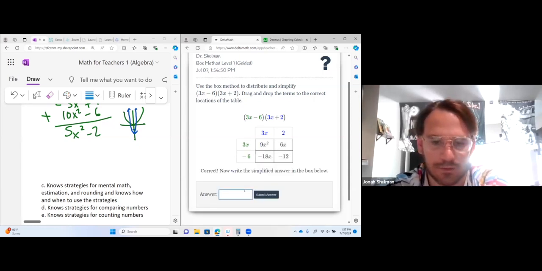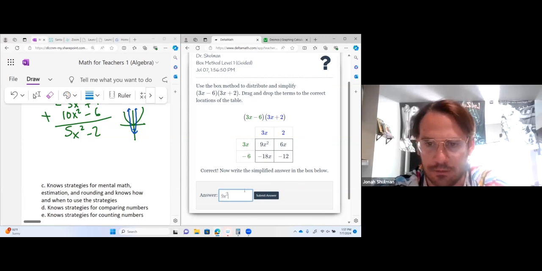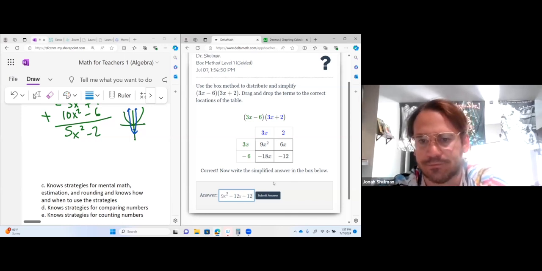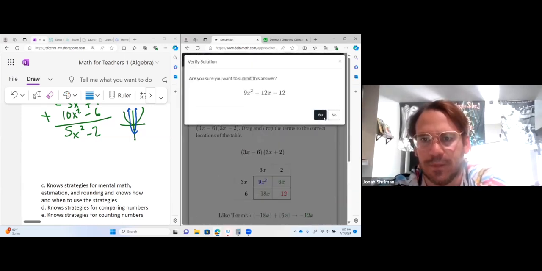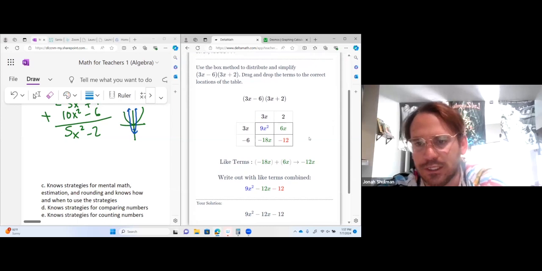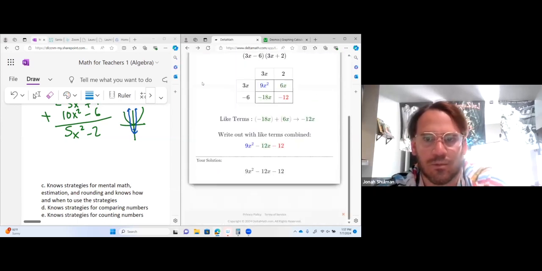Now we simplify it. So 9x squared. 6 and 18, that's negative 12x minus 12. We did it. We did it. Cool.